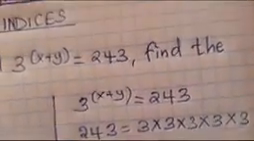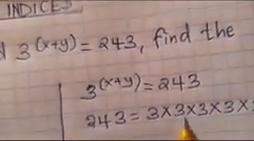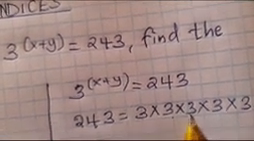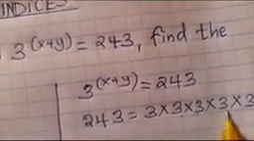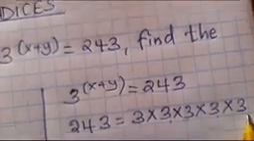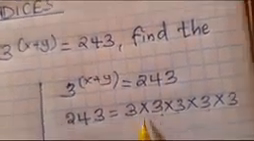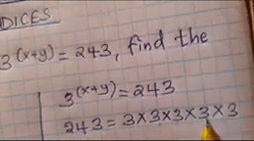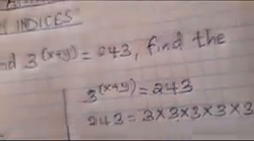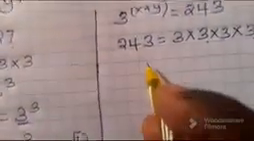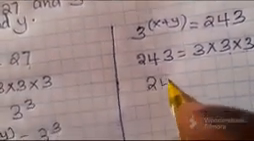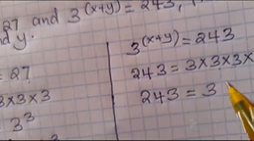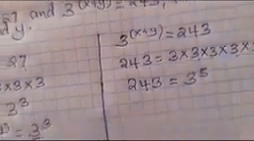Now look here, 3 times 3 is 9. 9 times 3 is 27. 27 times 3 is 81. 81 times 3 is 243. So how many 3's can you see? That is 1, 2, 3, 4, 5. So 243 is equal to 3 power 5.